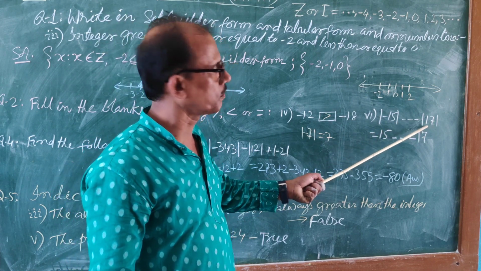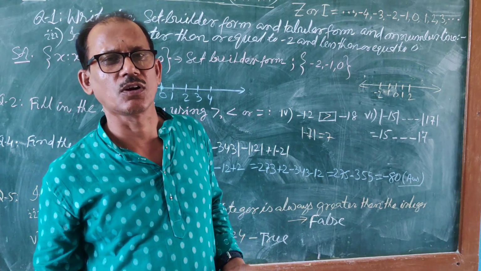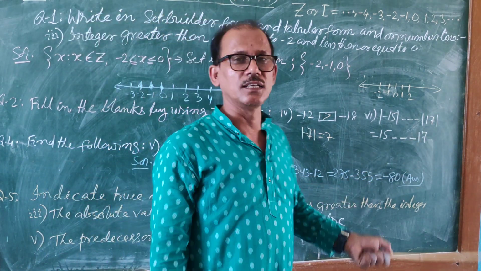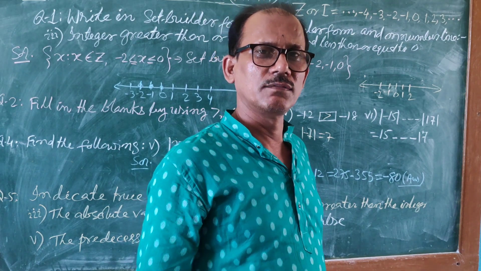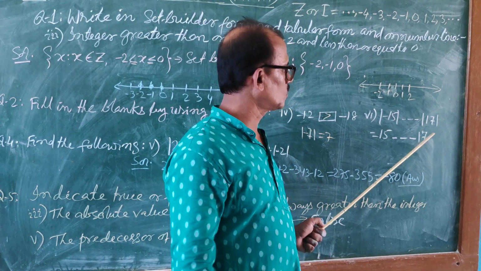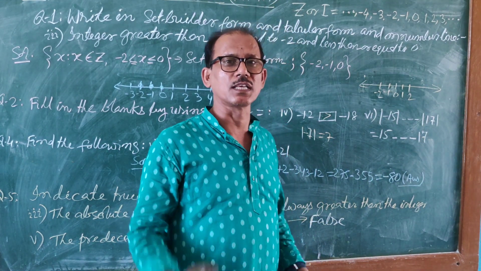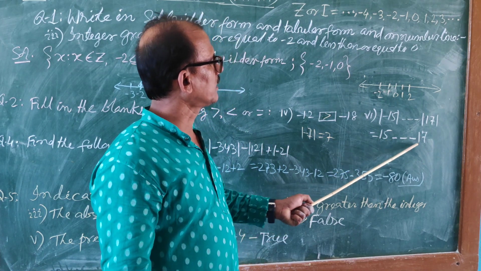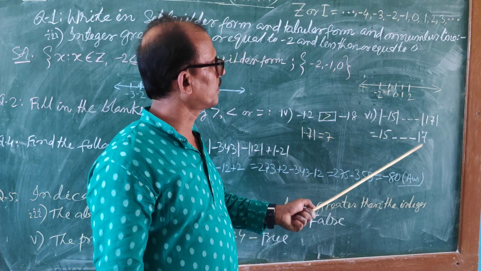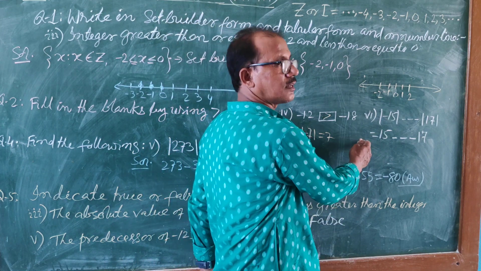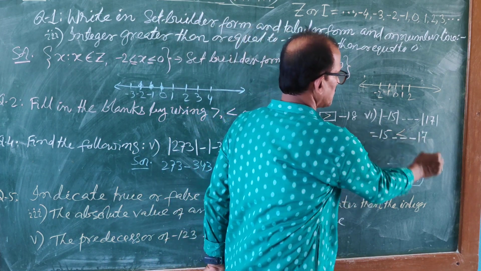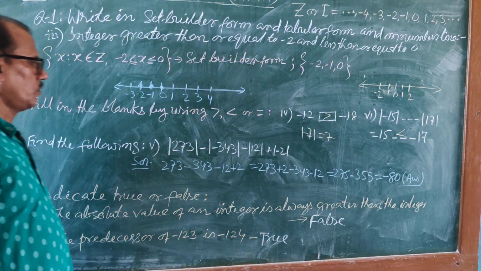And this side also plus 15. Whether it is a plus integer or a minus integer, if it is inside the absolute value bar, then it has to carry the digit value, that is, the plus value. So this value will become 15 and this value will become 17, and which one is greater? Very obviously this number will be lesser, so this will be the sign. I hope you have understood.